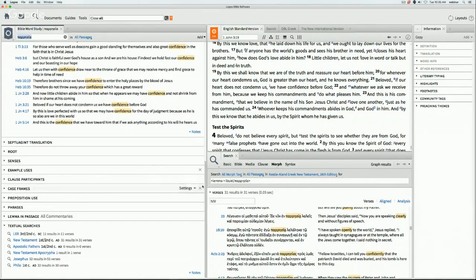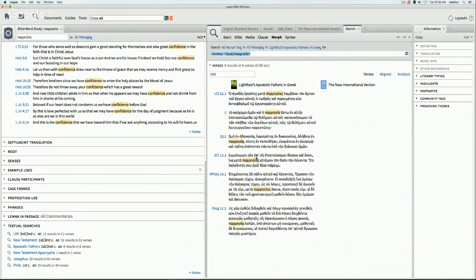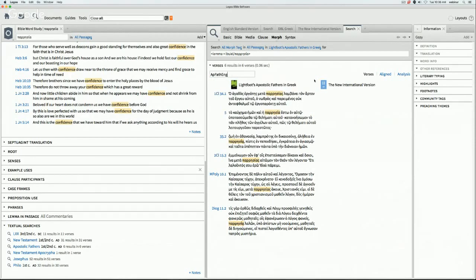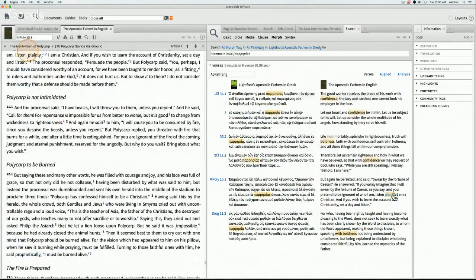at other literature. So, for example, we could look at apostolic fathers, which is also written in Greek. Now here, of course, NIV translation is not going to help us, but we do have a translation of the apostolic fathers. Okay, here, so now we can see the Greek search, and we can also see it here in English. And here in Polycarp, let's go ahead and open up this result here.